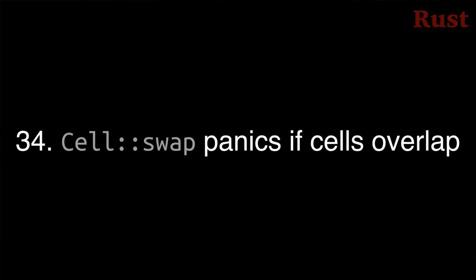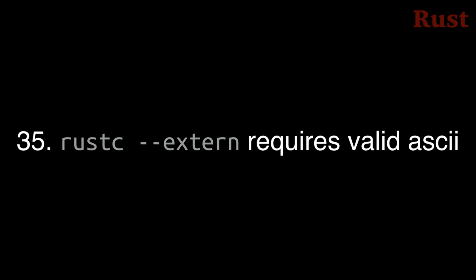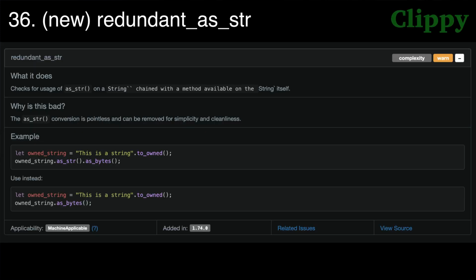Number 34, Cell::swap assumed no one would ever try to swap cells that overlapped in memory. Turns out, people will do all sorts of things, which is why Cell::swap now panics if you try to swap cells that overlap in memory. Number 35, the rustc compiler's --extern flag now requires the library to be specified using valid ASCII characters. That seems sensible. Number 36, now we're into new Clippy lints.